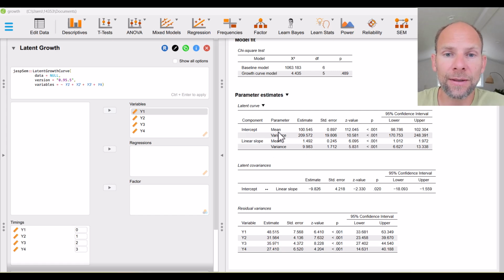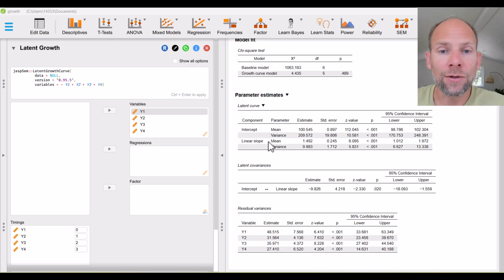So here we get the mean of the intercept factor, which is about 100. So the mean intelligence level in terms of true scores, in terms of latent scores, was about 100 IQ points. And the variance here around the mean was 209, or about 210. So that is the variability in intelligence scores around that mean at time 1.